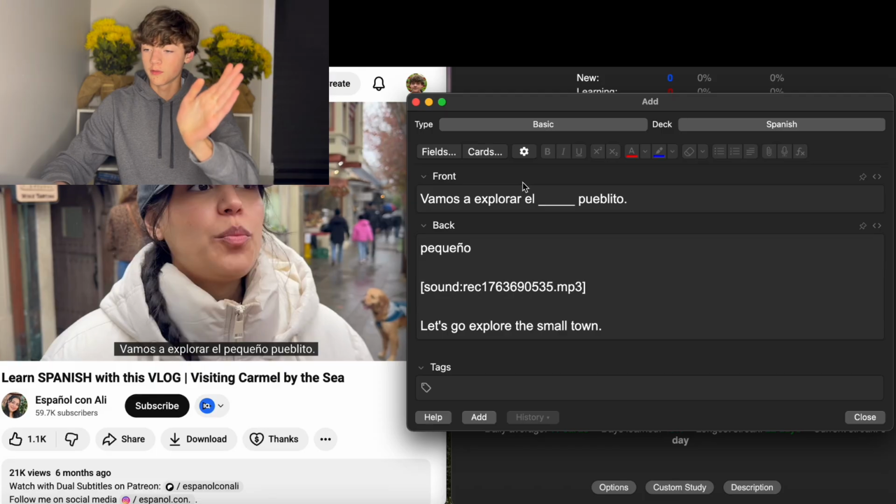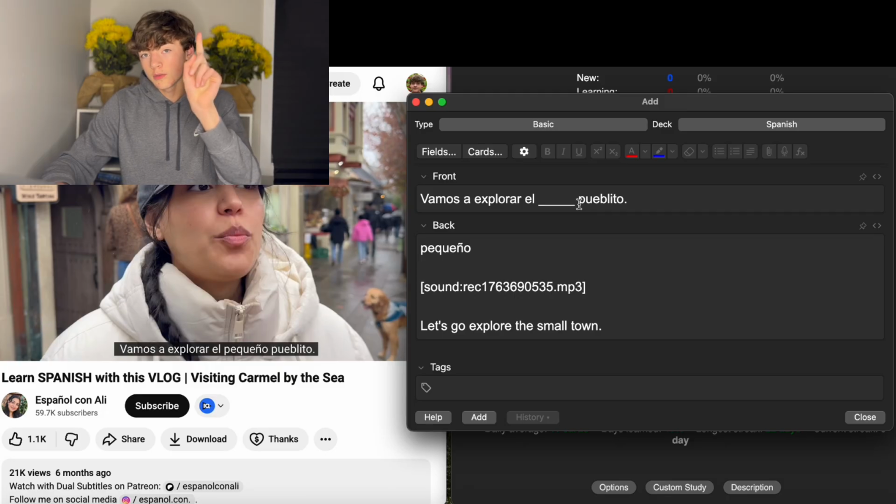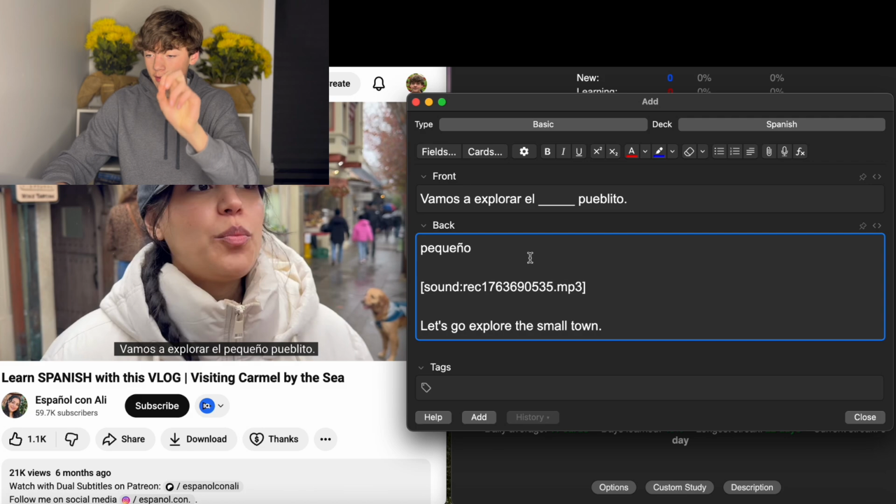We put the sentence with a blank on the word we want to learn on the front. And keep in mind there should only be one word you want to learn from this sentence. You put the word on the back, an audio recording of you saying the whole sentence, and then the translation of the sentence in English. And I'm going to add that to my deck.